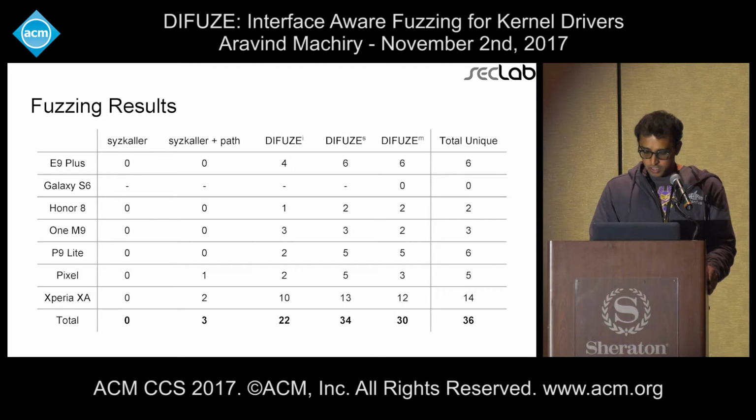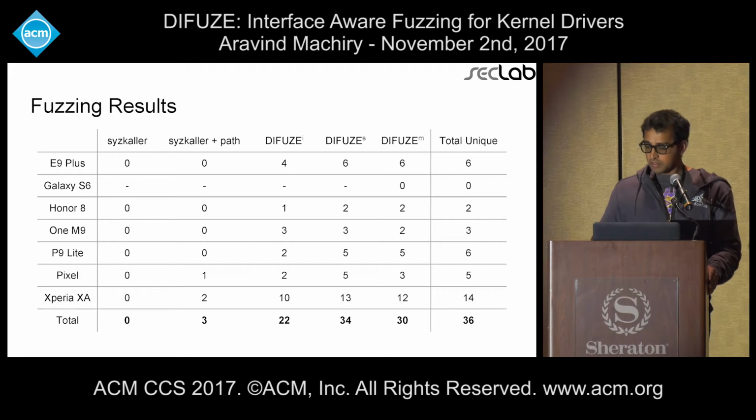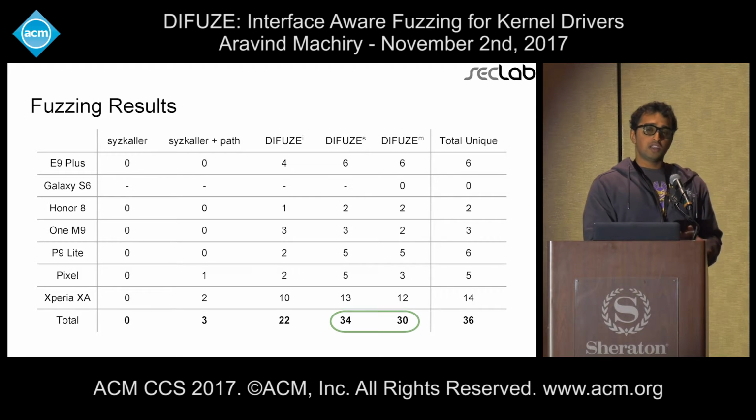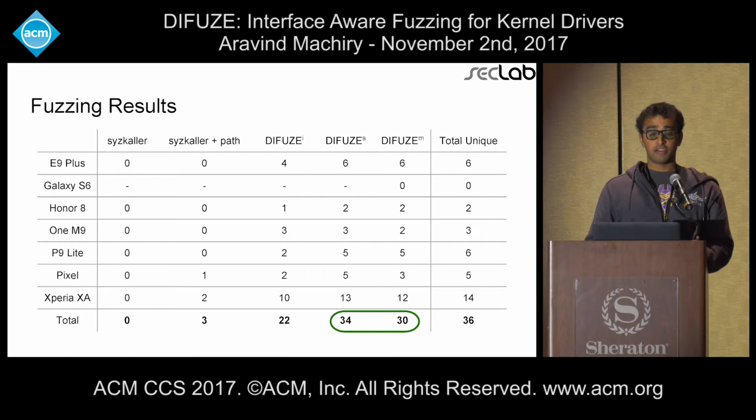And an interesting thing to note here is our fuzzer, which is DIFUZE-M, which just uses interface information without the complex features of Syzkaller. It was able to find 30 bugs, which is not bad for a fuzzer which was written in like 100 lines of Python, because it shows how relevant the interface information is for driver fuzzing.